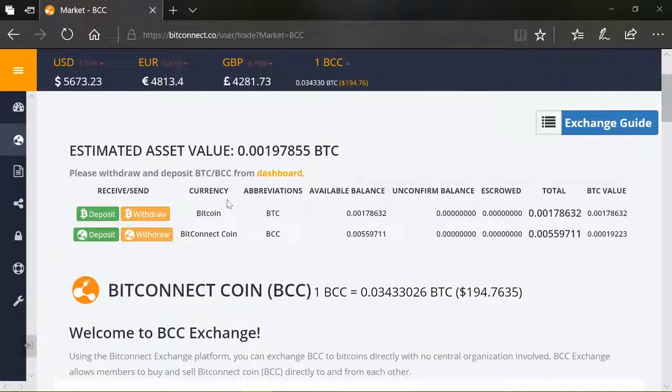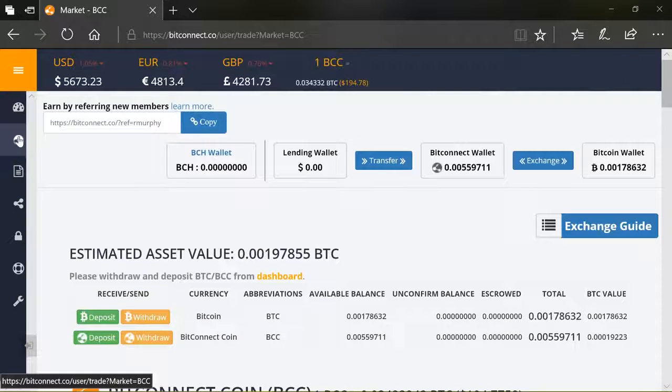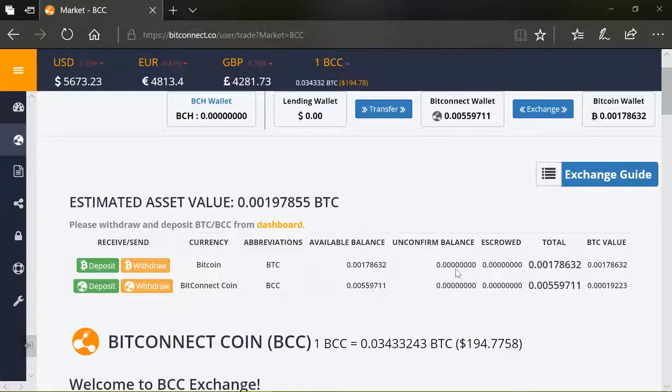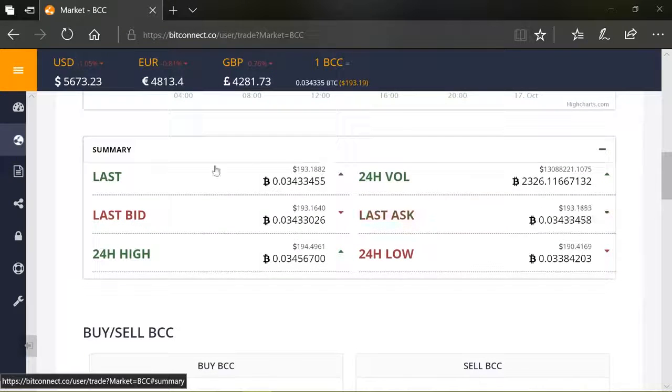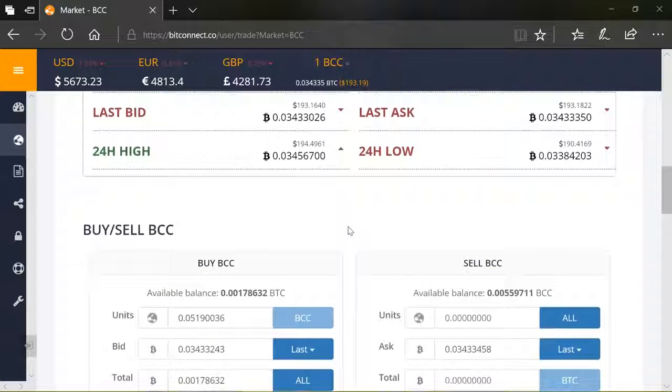So let's scroll down. We've gone over to this tab here, the second tab down, which is the market area. It shows you what's escrowed, what your unconfirmed balance is, and what your totals are. You see my totals in Bitcoin here and my totals in Bitconnect there. If we scroll down, you've got the markets, the 24-hour highs and lows, the last bid, fairly simple. So we go to buy, sell Bitcoin.